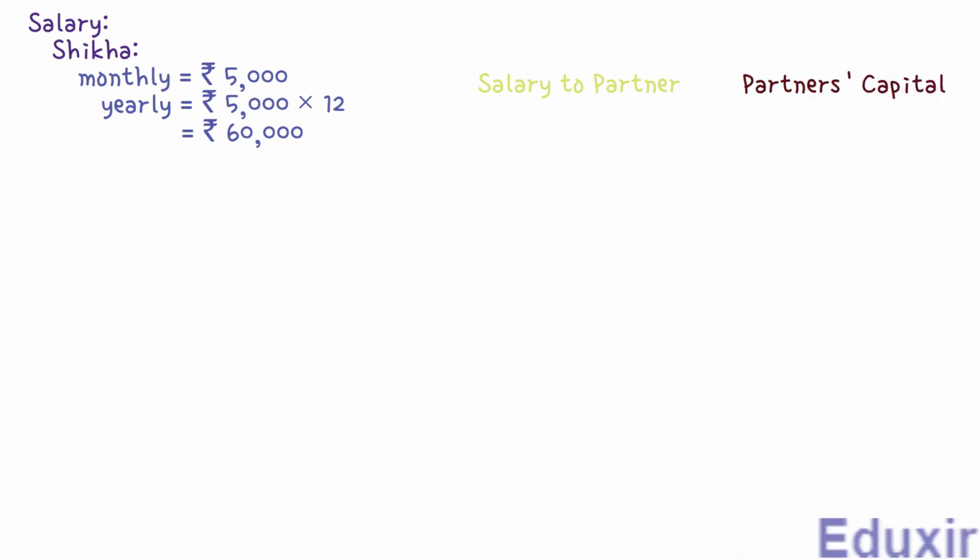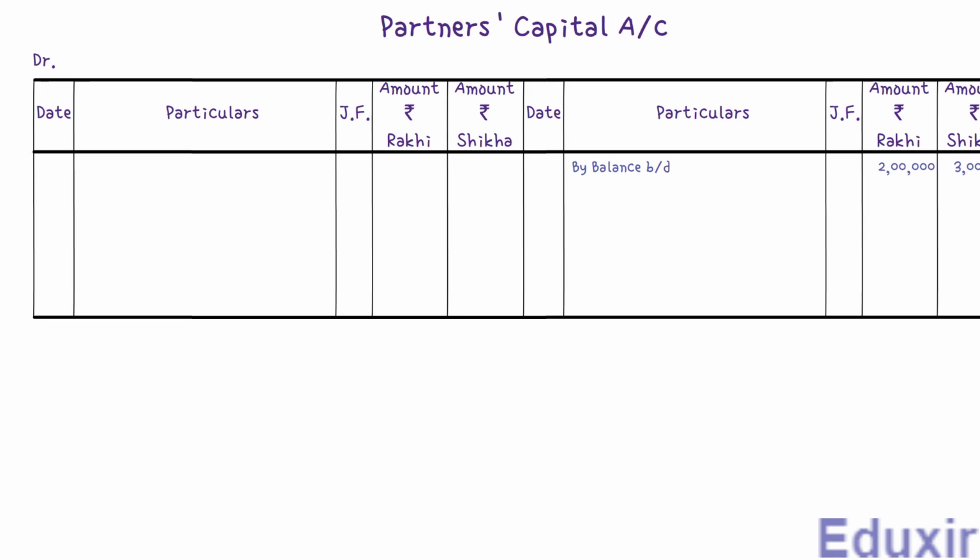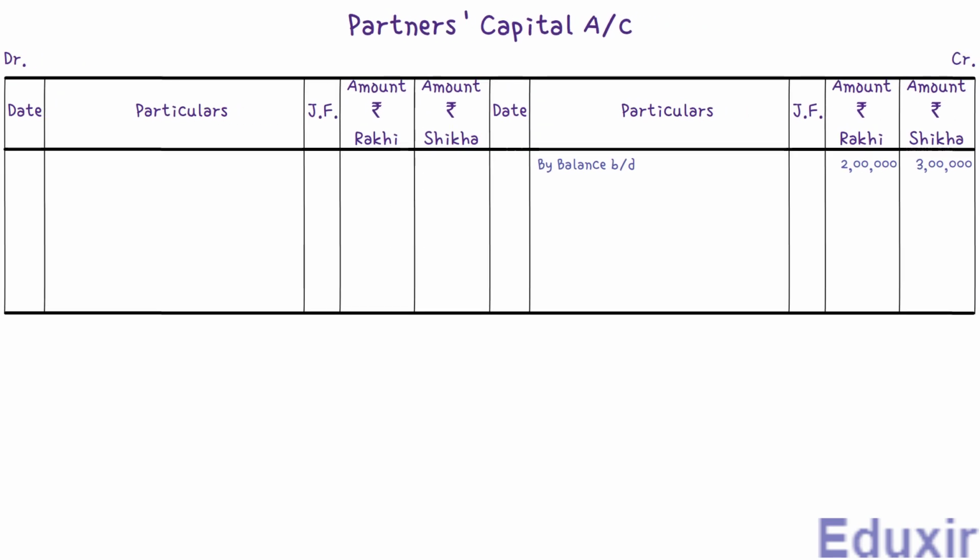Also note that as this problem is mentioning the monthly salary, ideally we have to post the salary every month. But for the sake of simplicity, let's consider posting the yearly salary. Now, the preparation of the salary to partner account is not in the scope of this problem. So, let's leave out the salary to partner account related debit entry and let's directly post the credit entry to the partner's capital account for each partner.